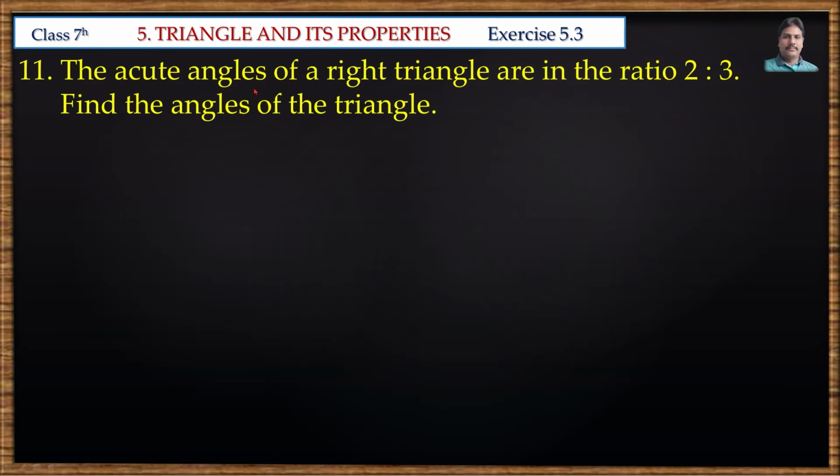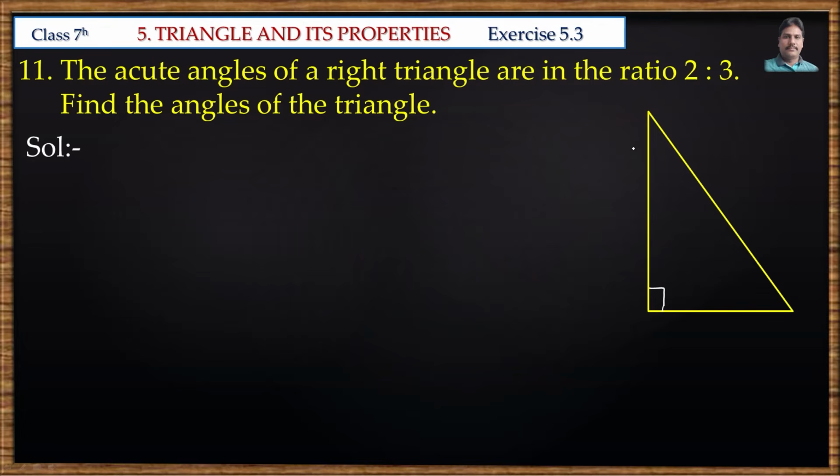The acute angles of a right triangle are in the ratio 2:3. Find the angles of the triangle. Let us solve this problem. Given it is a right triangle. Right triangle means one angle is 90 degrees. Suppose this is the right angle triangle. Since it is given as a right angle triangle, one angle will be 90 degrees. This is a 90 degrees angle.